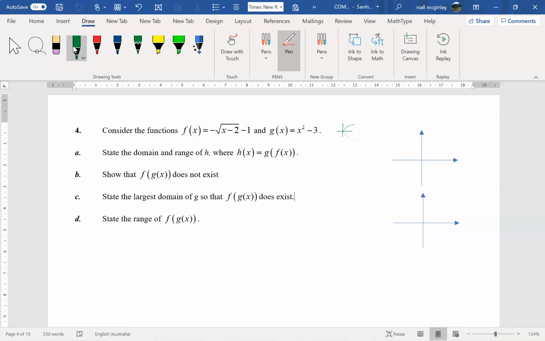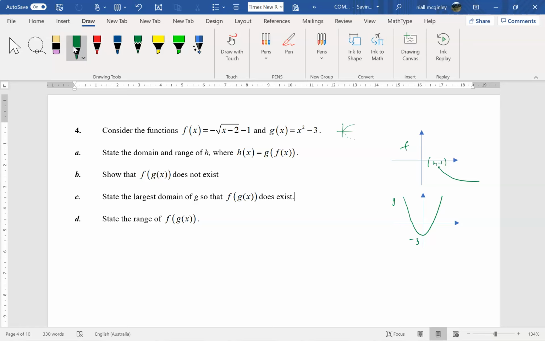So we move 2 units to the right and 1 unit down. So it's going to be 2 along, 1 down. So my function is going to look like this. So my end point here is going to be (2, -1). And that is f. So looking at g here, another parabola. So x squared has been moved down 3, so x squared minus 3. So it'll be like this.